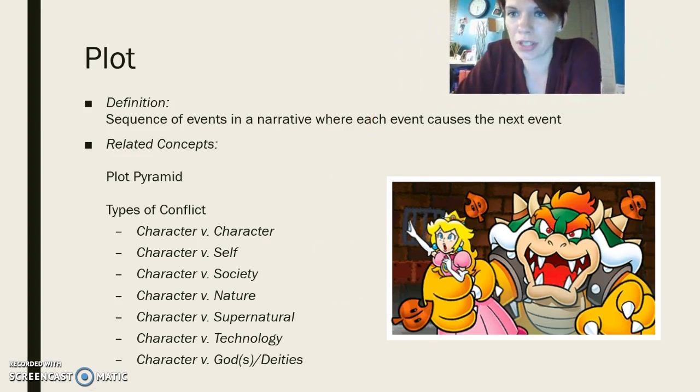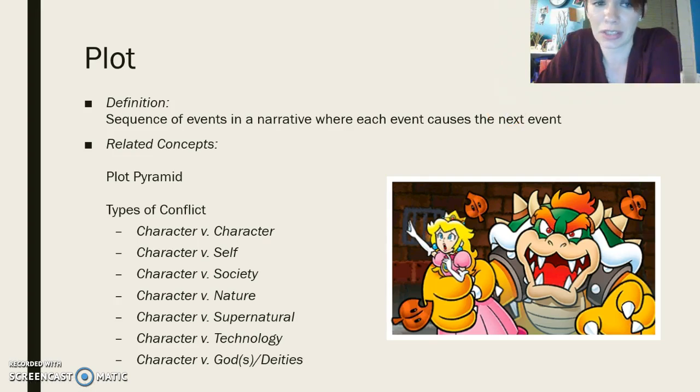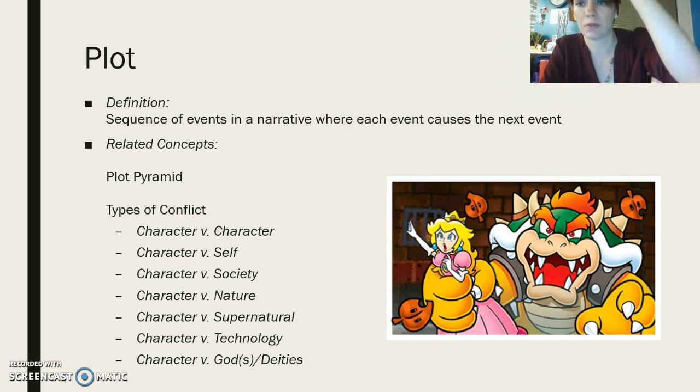Plot is just basically a super easy way of saying it is the stuff that happens in a story. It's a sequence of events in a narrative where each event causes the next event. So in a story, one thing happens and that leads to something else happening, and that leads to something else happening, and it works its way up the plot pyramid. I'm going to show you the plot pyramid here in just a second.